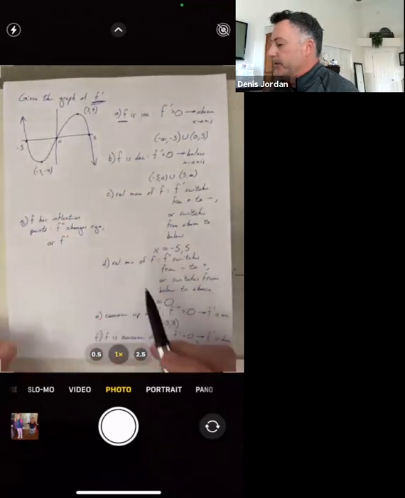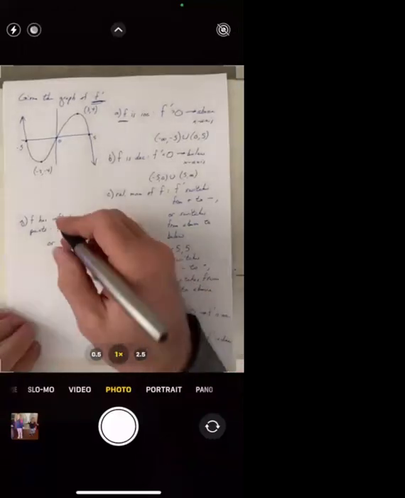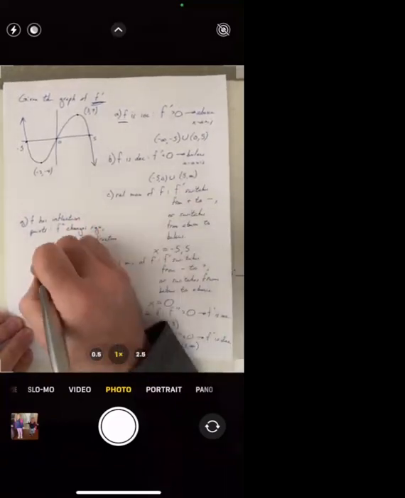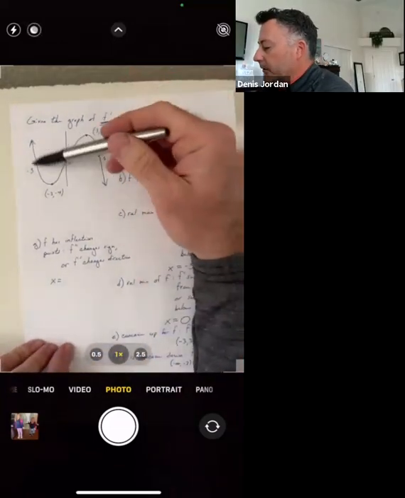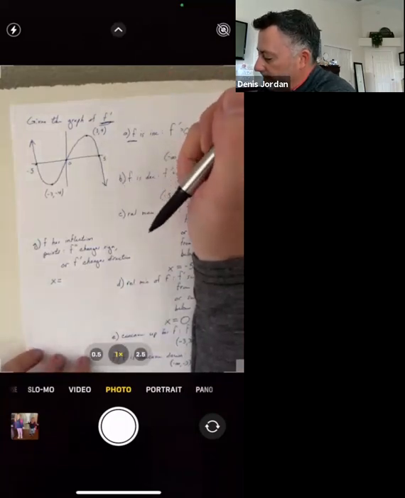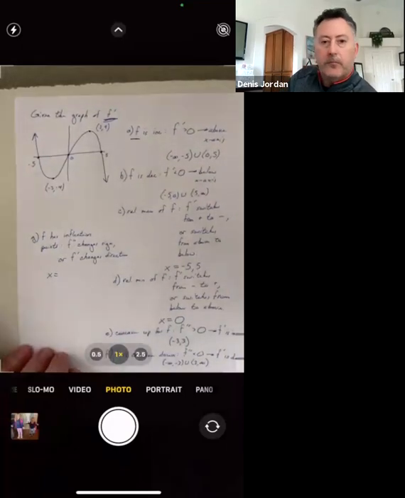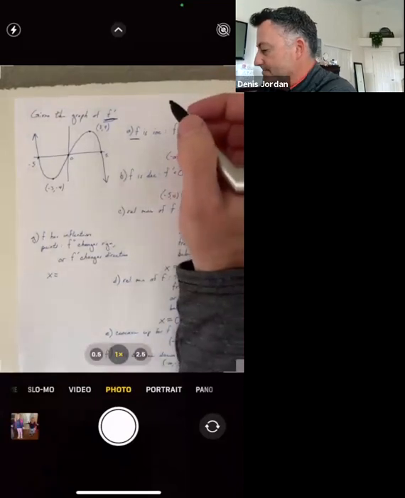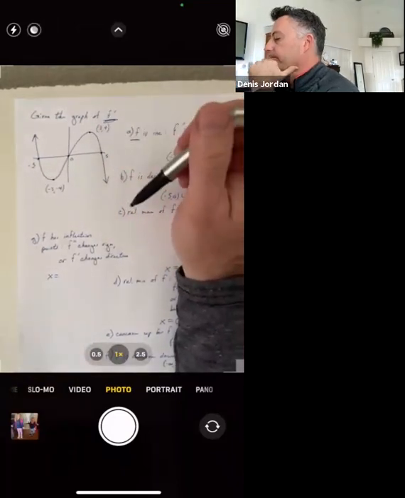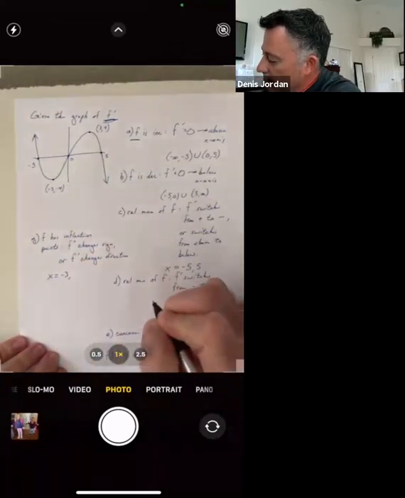Okay, so that's what the second derivative has to do. So what does that tell you that the first derivative is going to have to do? Change direction. Okay, so if you look at this curve, where does this curve actually change direction if you read it from left to right? So where this curve switches from going down to up or up to down. So it switches at negative three and three.